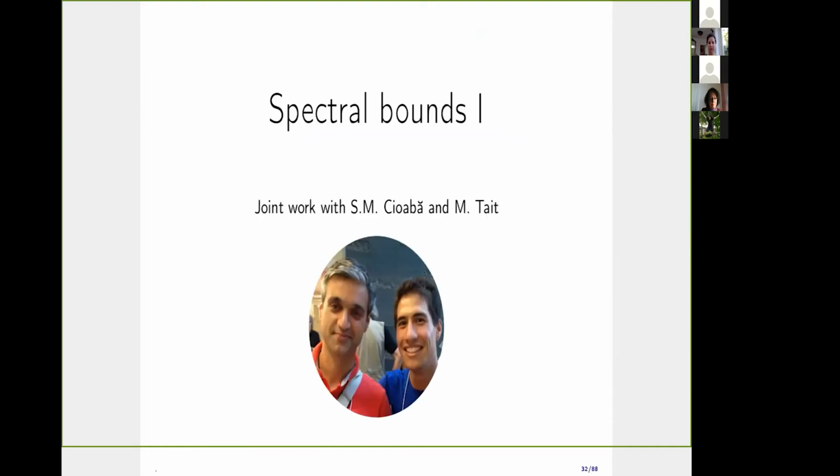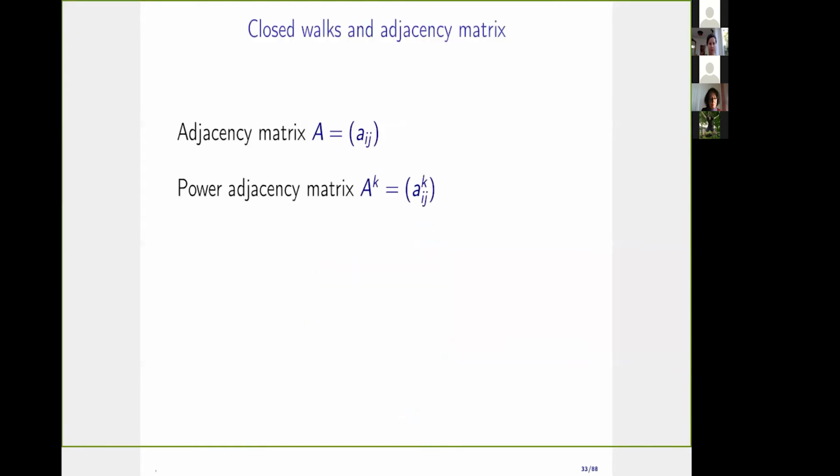So let me first introduce the first work we did. This has a bit of historical background because we started little by little optimizing the bounds further and further. So the first paper on this was with Sevich and Michael Tate in 2016. The main tool we use is the most basic property we have in algebraic combinatorics, that the entries of the power of the adjacency matrix count the number of walks of a certain length from a vertex to another vertex.